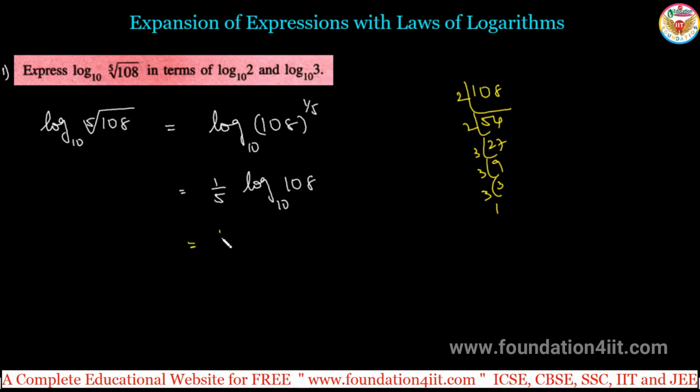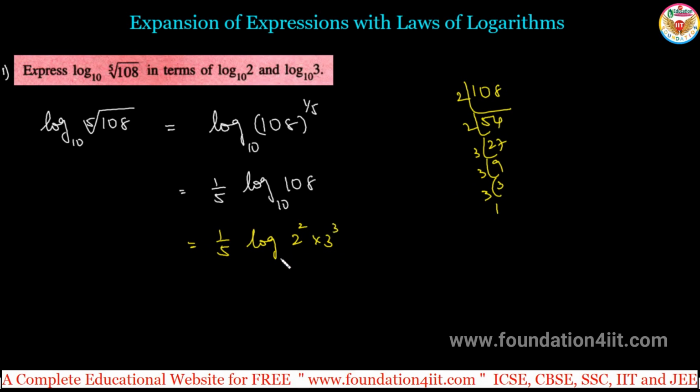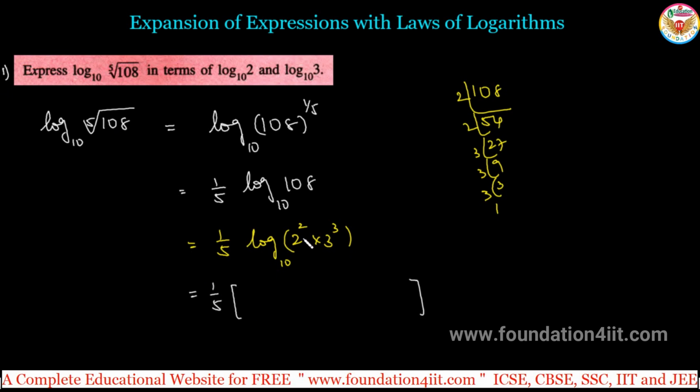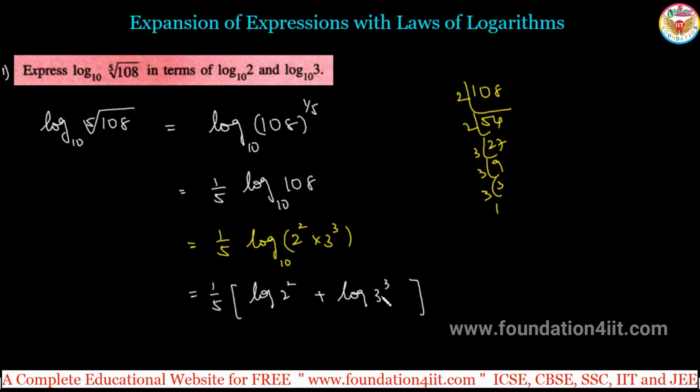This we can write in exponential form: 1 by 5 log of 108, that is 2 power 2 into 3 power 3, to the base 10. We can use the product rule next. So 1 by 5 in the bracket, log mn equals log m plus log n formula. So log 2 to the power 2 plus log 3 to the power 3 to the base 10.